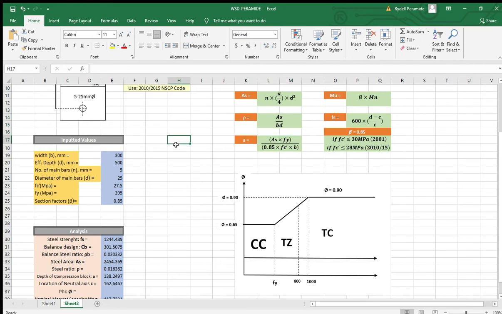Next is the steel ratio. Here, As over bd. And As is 2454.369 divided by the width times the effective depth. And we will get an answer of 0.016362.